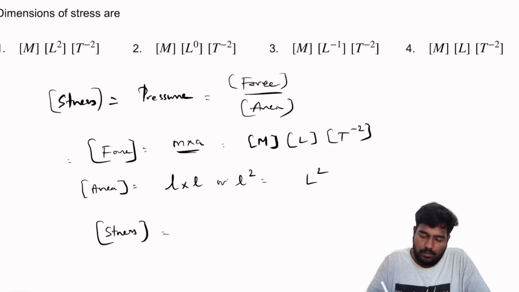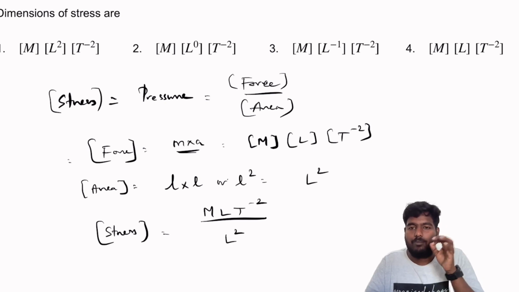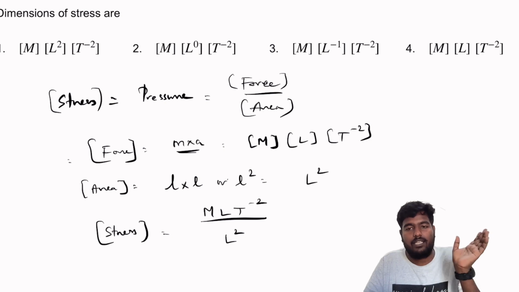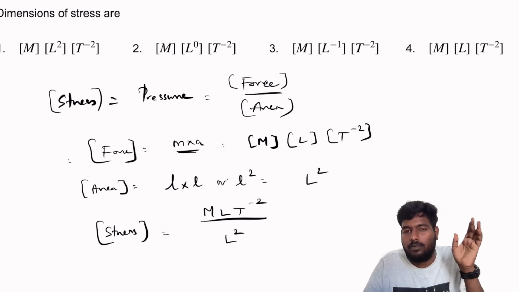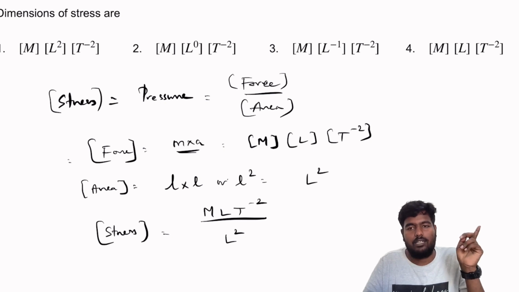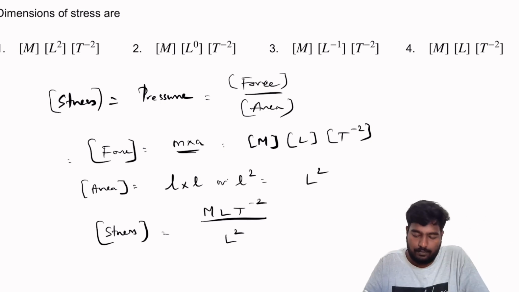So the dimension of force is M L T power minus 2, divided by the dimension of area, which is length square. And this is a very important point: you can cancel only the same dimension. You can multiply, divide, add, subtract, but only with the same kind of dimension. For example, only mass can be added to mass, divided by mass, or multiplied by mass. You cannot take the length power and apply it to the mass. This you have to remember.